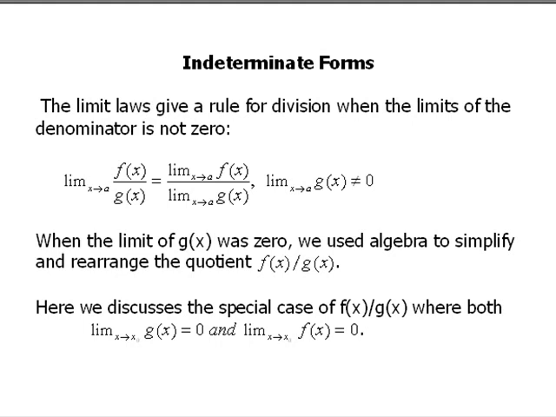If you were taking the limit of f over g, the limit law says take the limit of f and divide by the limit of g, as long as the limit of g is not equal to 0. So if the limit of g is 0, then we've got a problem. Sometimes we could use algebra and simplify and rearrange this fraction and eliminate that problem, but other times we can't. L'Hopital's rule applies to the special case when the limit of g is 0 and at the same time the limit of f is 0.